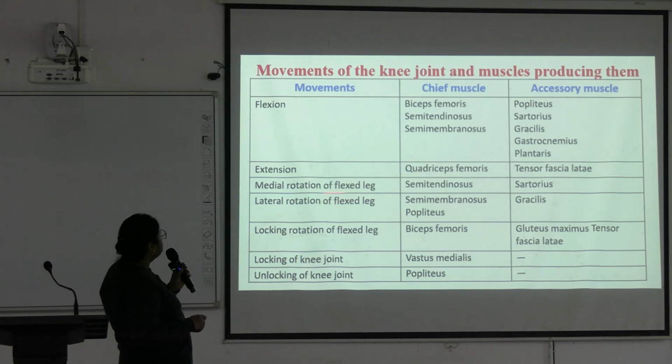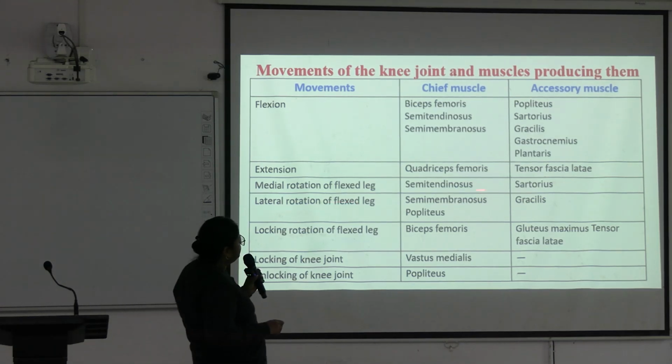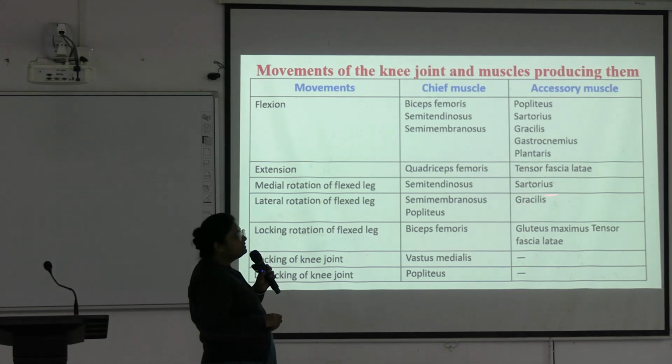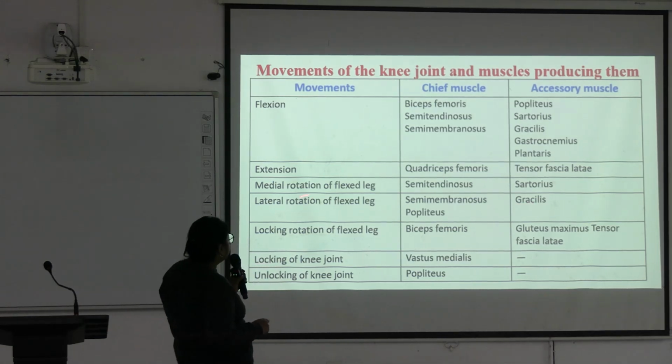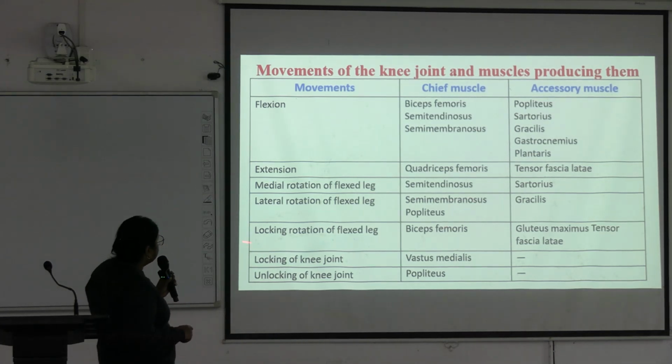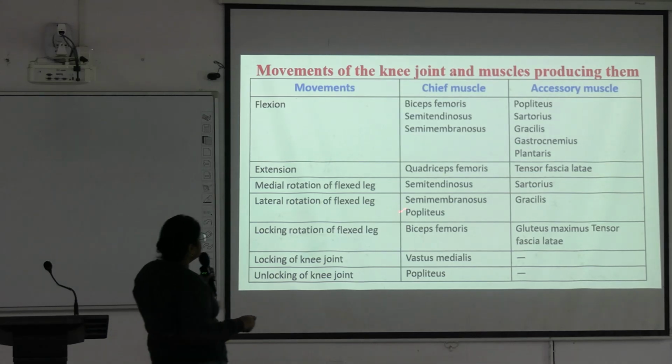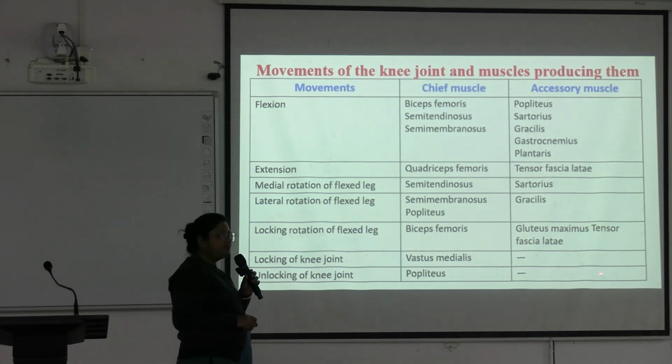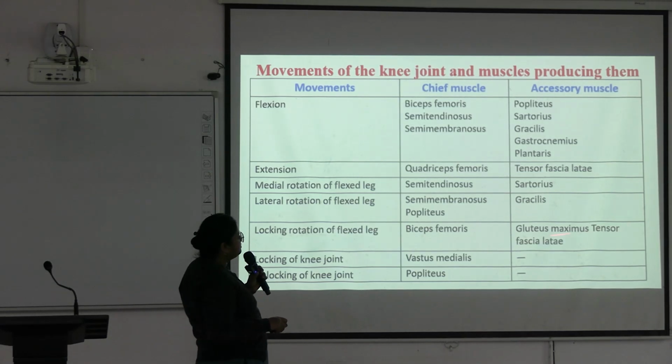And next is medial rotation of the flexed leg. It is done by semitendinosus and helped by sartorius. Lateral rotation of the flexed leg is done by semimembranosus and popliteus and helped by the gracilis. And locking rotation of the flexed leg is done by biceps femoris and helped by gluteus maximus and tensor fascia lata.